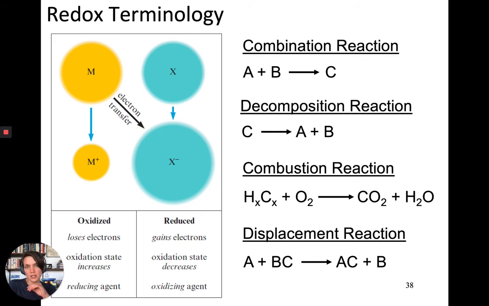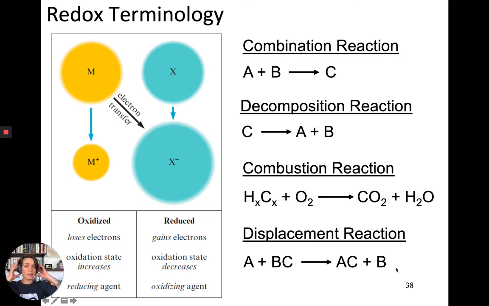Combustion reactions, or oxidation reduction reactions, all have the form of a hydrocarbon, a molecule that contains carbon and hydrogen, in the presence of oxygen, and the products are carbon dioxide and water. Then we have a displacement reaction, where you have a species by itself and species together, and they swap. So one of them kicks the other one out, if you will.